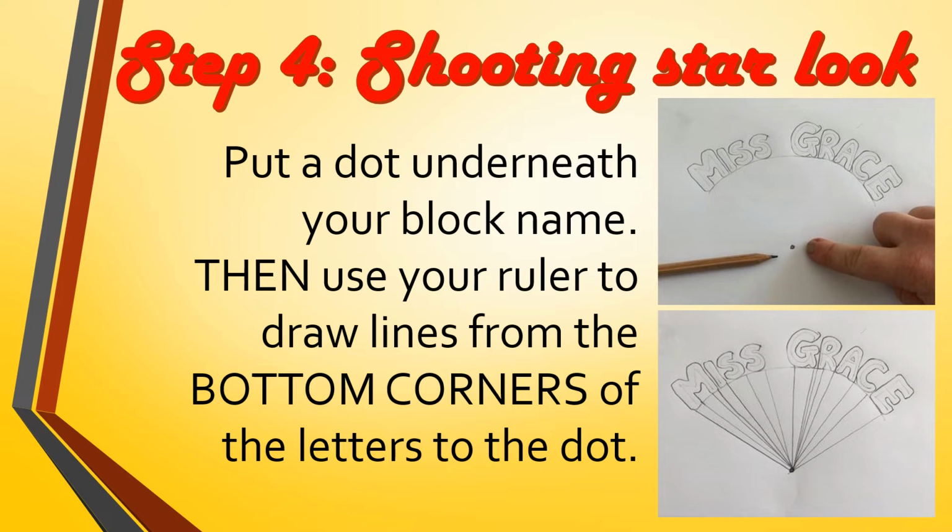So now we are going to turn them into a shooting star look. So put a dot underneath your block name. Have a look at that first picture. You can see where I've drawn my dot. Then use your ruler to draw lines from the bottom corners of each letter to the dot. So you can see that I've drawn lines from the bottom corners of each letter straight to my dot. Take your time. This step can be tricky.